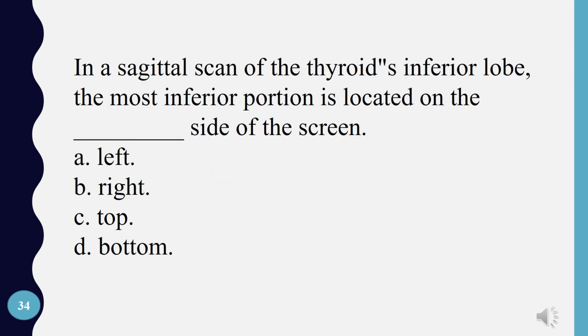In a sagittal scan of the thyroid's inferior lobe, the most inferior portion is located on what side of the screen? A. Left. B. Right. C. Top. D. Bottom. The answer is B. Right.